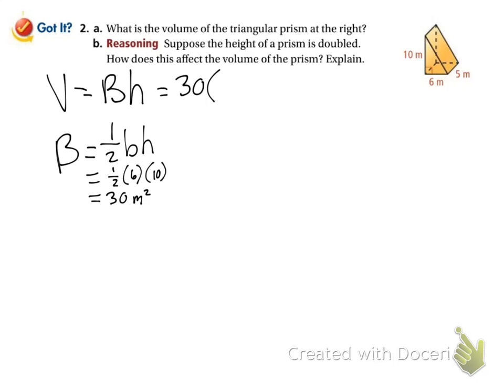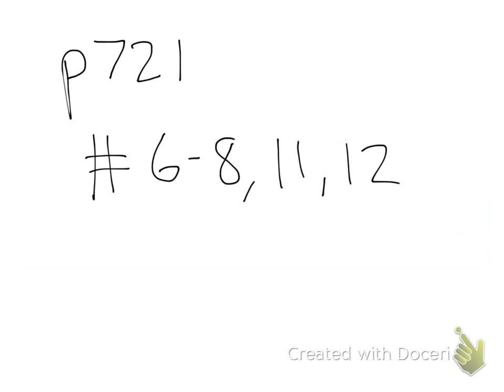So 30, and then we've got to plug in the height. The height is 5, the height of the prism, remember. So that gives us 150, and we're in meters, so meters cubed. And there's your homework.